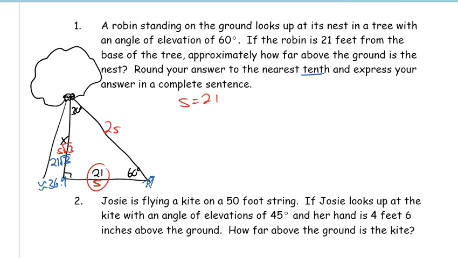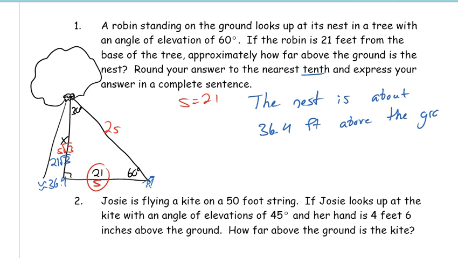There's no ones place. So we're going to say the nest is, to be proper, about 36.4 feet above the ground. Voila. There's one with an angle of elevation.